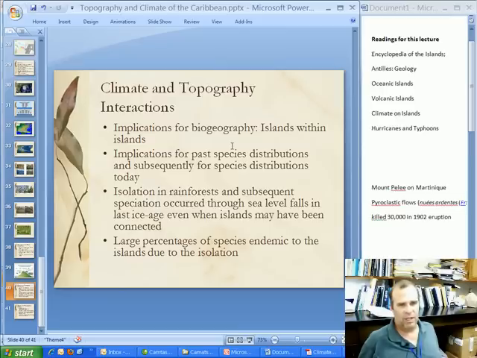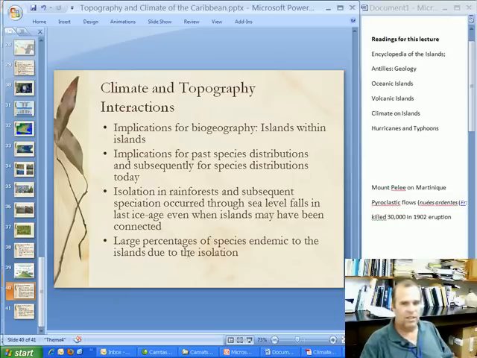And this has great implications for past species distributions, and for species distributions today. Because of this, islands within islands, isolation in rainforests and high-level taxa tends to be much more prevalent in the Lesser Antilles. So we tend to have larger percentages of species endemic due to the islands in these higher rainforest areas compared to the drier scrub-like thickets.